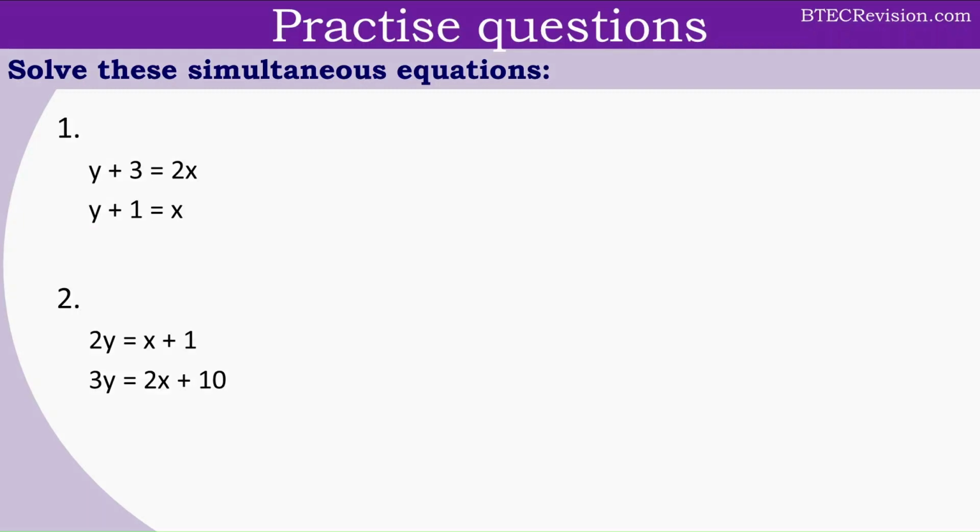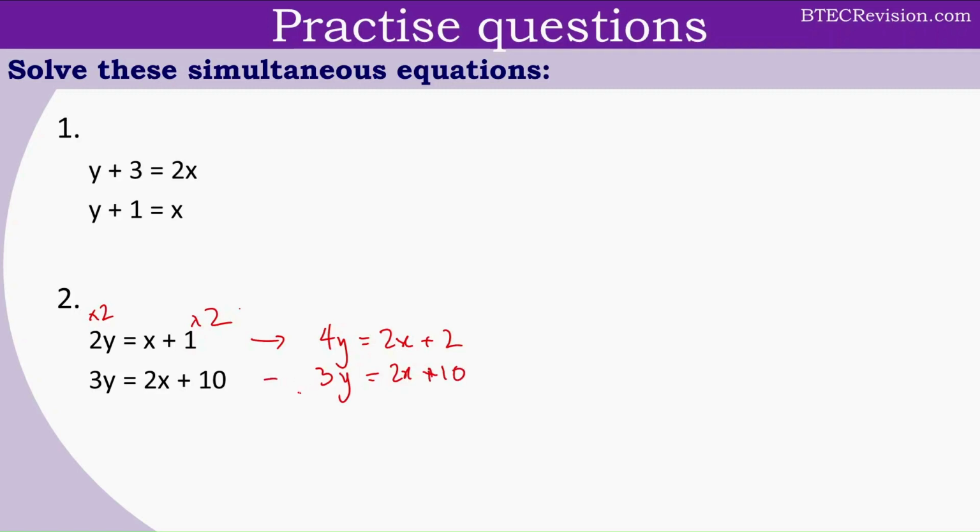For question 2, I'm going to show you both methods. So let's start by using the process of elimination, and we'll take equation 1 and multiply both sides by 2. This is so that we can get the x's to be the same. So that's going to give us the equation 4y is equal to 2x plus 2. Now we can take this equation away from the second equation, which is 3y is equal to 2x plus 10.